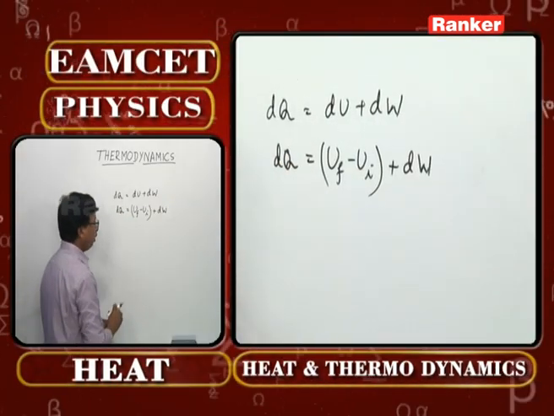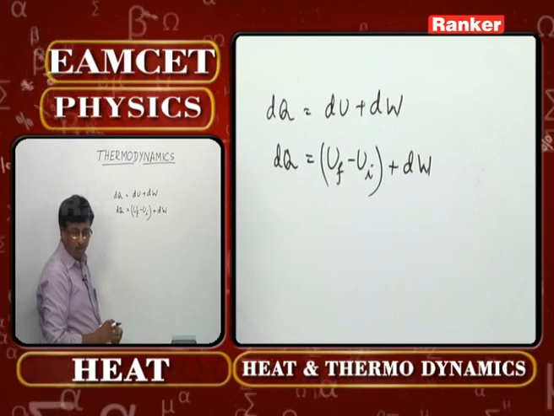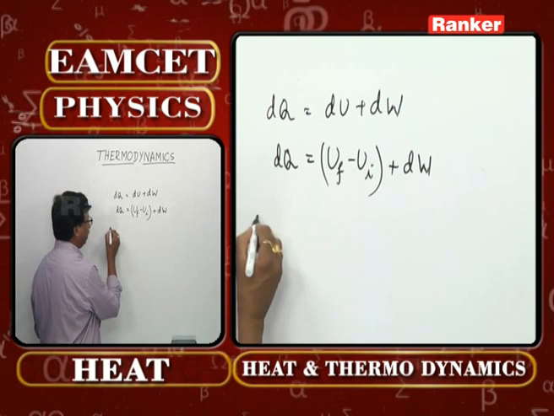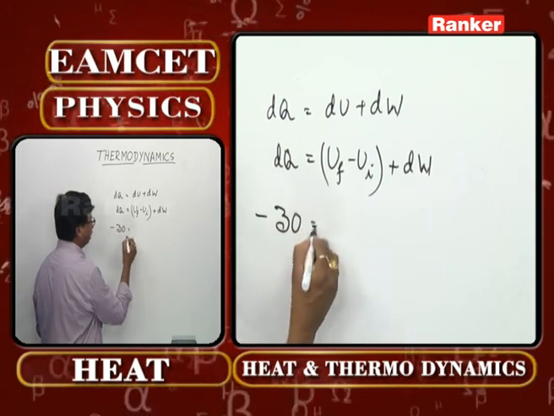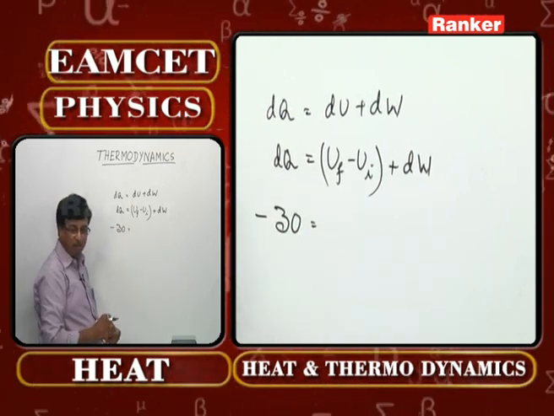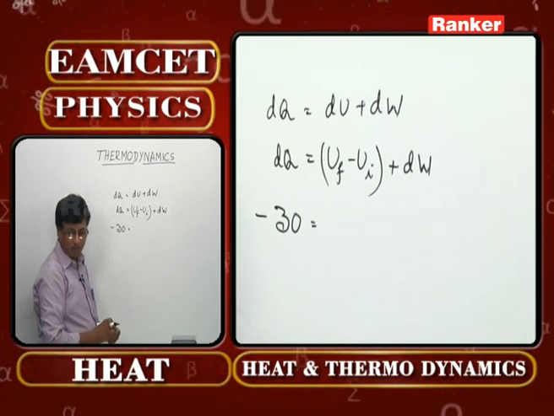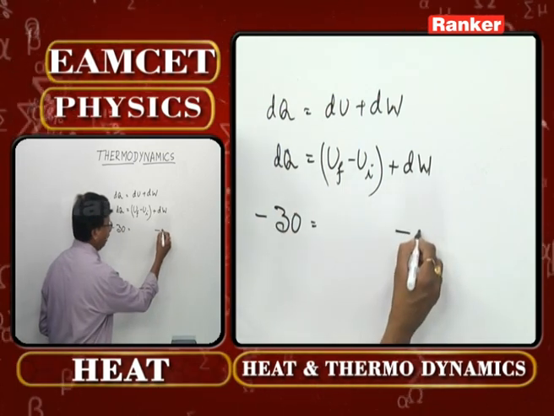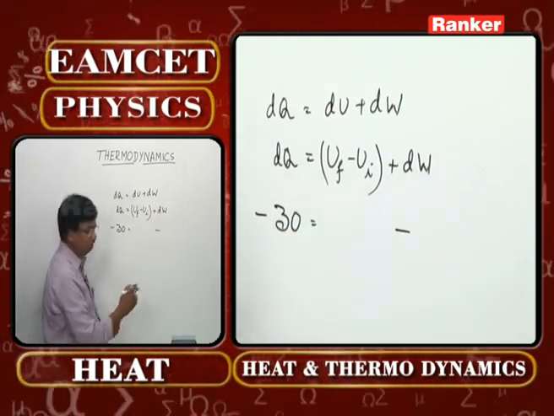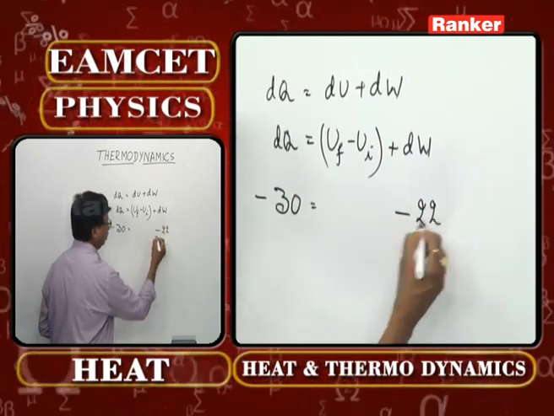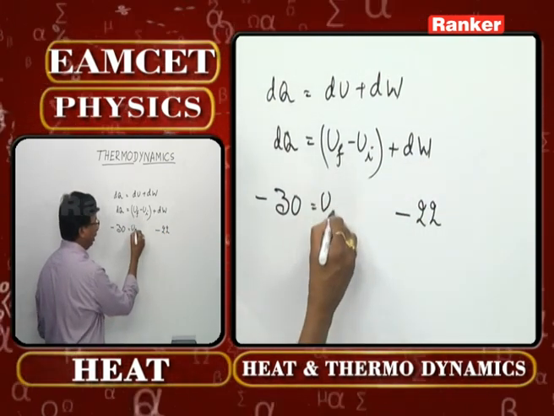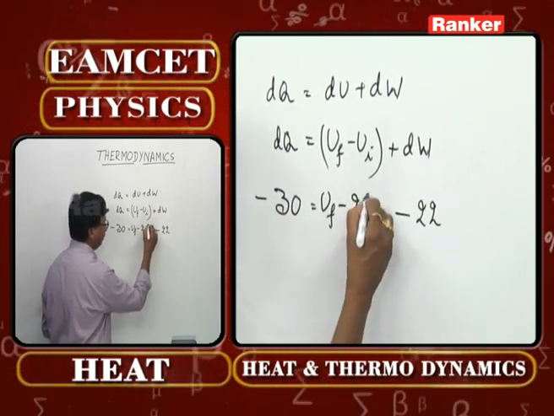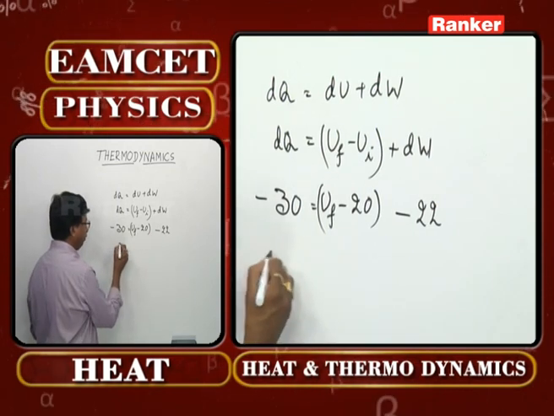Fine. But one should remember the convention carefully. Look at first: 30 joule of heat is released. Released means that the value of 30 should be taken with a negative sign. If it is gaining heat energy, we should write it with a positive sign. That is one point. 22 joule of work is done on the gas. On the gas means that value is to be taken negative once again, 22. Now what is U final, is the question. What is the initial internal energy of the sample given? It is 20.